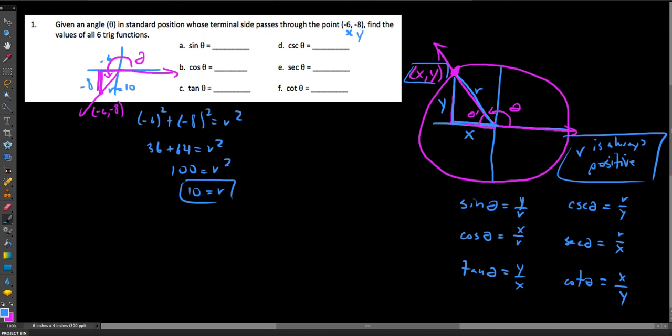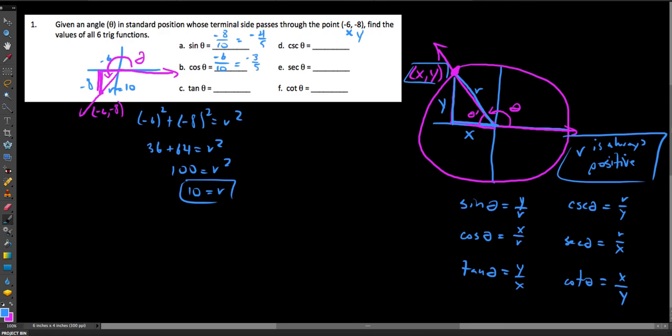Knowing these three values, we can put our ratios together. Our sine ratio should be y over r. Our y value is -8, and our r value is 10, so we get -8/10, or -4/5 once we reduce it. Moving on to cosine, which is x over r. Our x value is -6, and our r value is 10, so we get -6/10, which is -3/5.